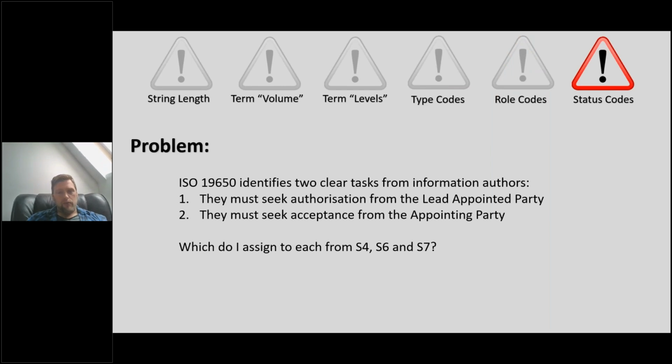The last primary change in the National Annex update is status codes. The status codes have been updated to reflect the changes in the ISO from the 1192 series of standards. A key change is how the ISO makes it clear two tasks must be completed by information authors. Those two tasks being that they must seek authorization from the lead appointed party, and then, if authorized, they must seek acceptance from the appointing party.